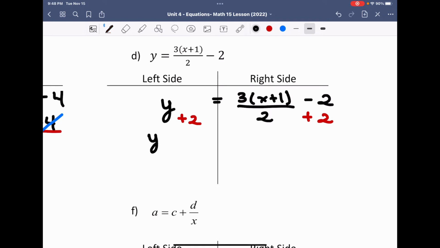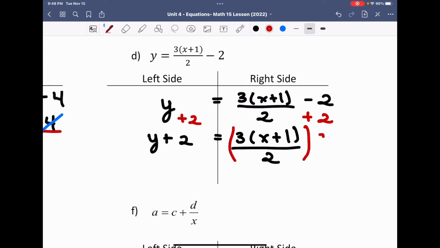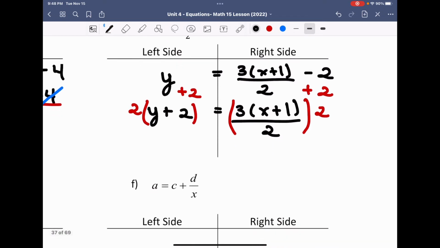This becomes y plus 2 is equal to 3x plus 1 all over 2. Now, we know the LCM, or whatever's in the denominator here, is just equal to 2, so I'm going to multiply both sides by 2. So this becomes 2y plus 2 is equal to 3x plus 1. Now, why was the 2 not multiplied into the numerator? Because it was canceled by the 2 in the denominator here.